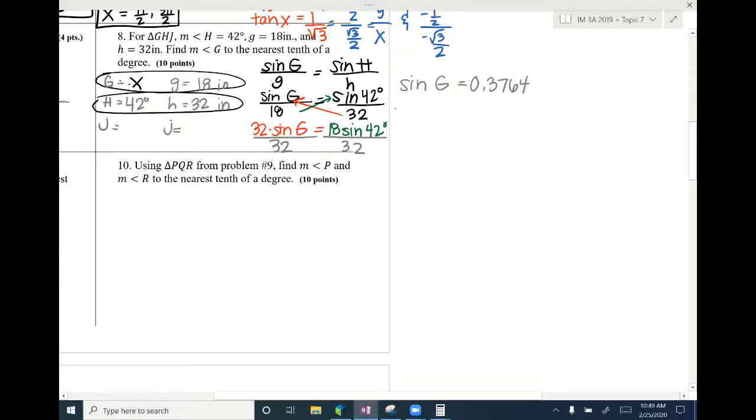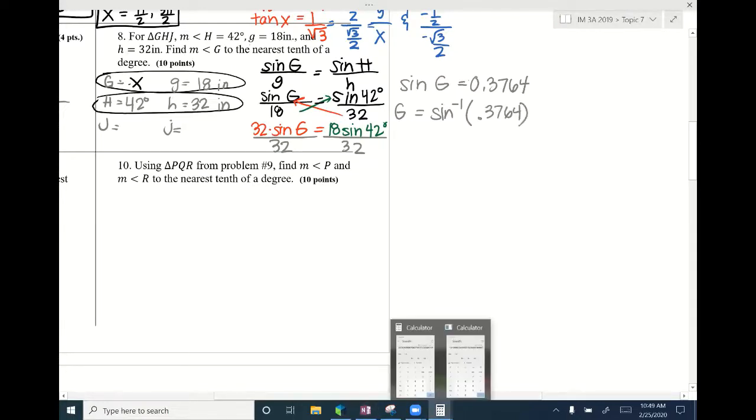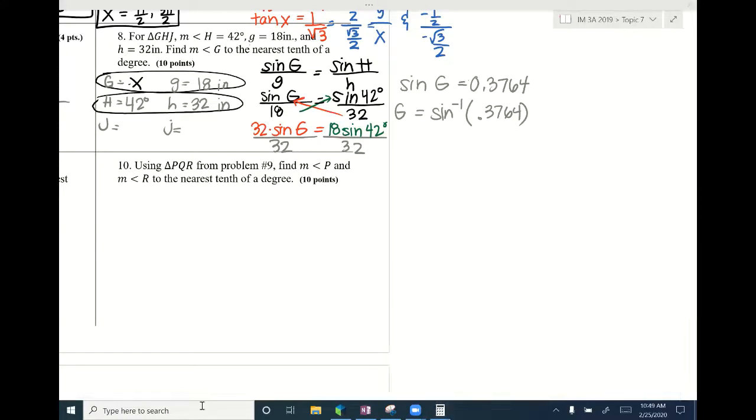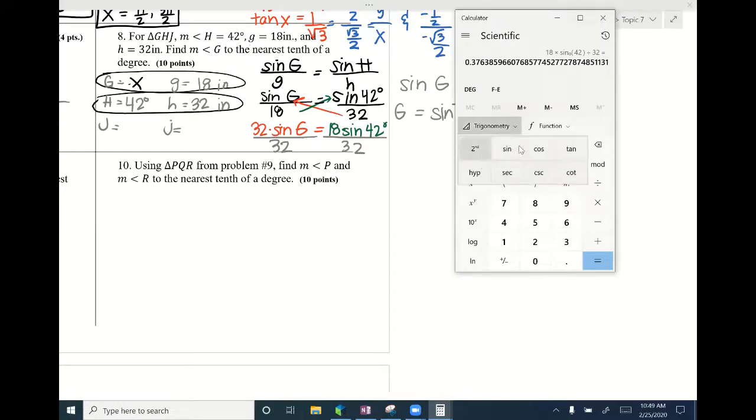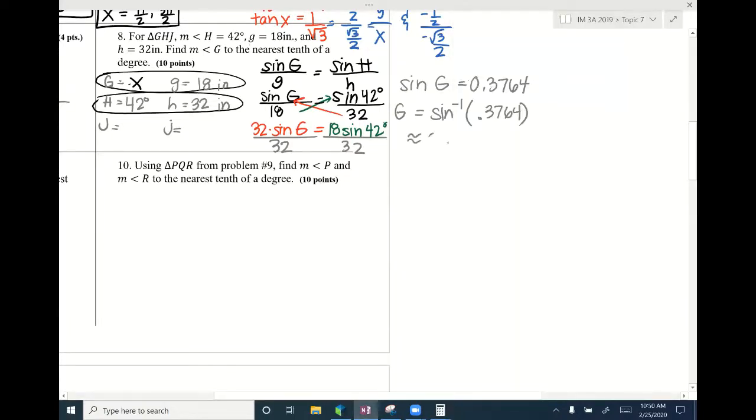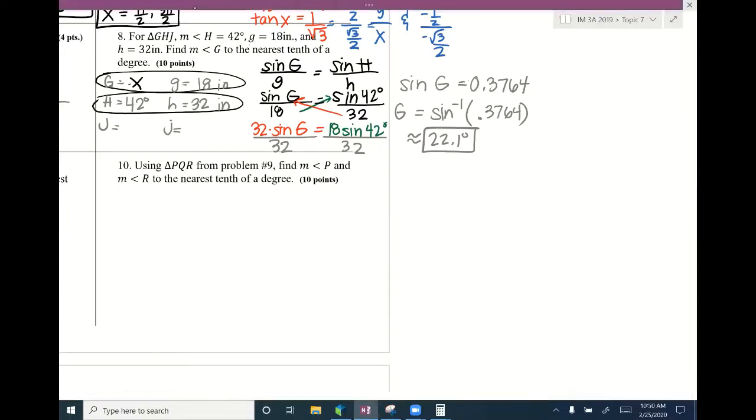And so in order to find G, remember we have to do inverse sine to find an angle of that 0.3764. I would just use my answer from the calculator. I'm not going to type in that rounded value because it will change the validity of my answer. So if I do inverse sine, that gives me about 22.1 degrees. So G is 22.1 degrees. So again, because I know an angle and I want to know another one, that's my clue that I'm going to use law of sines.